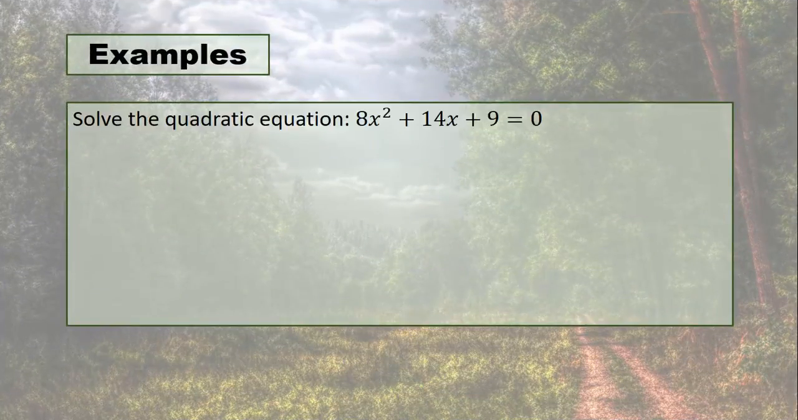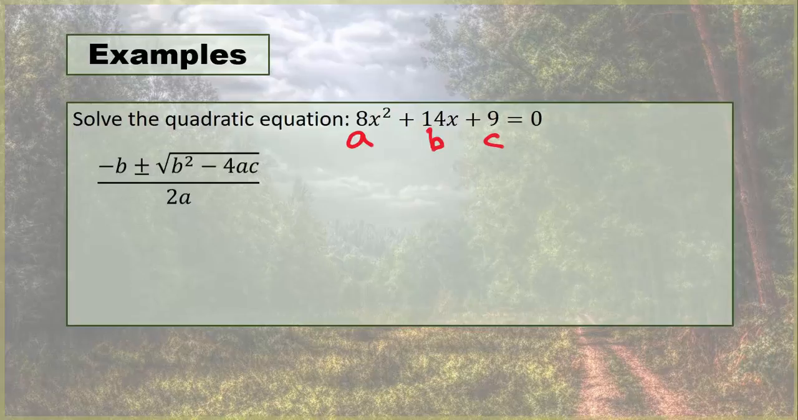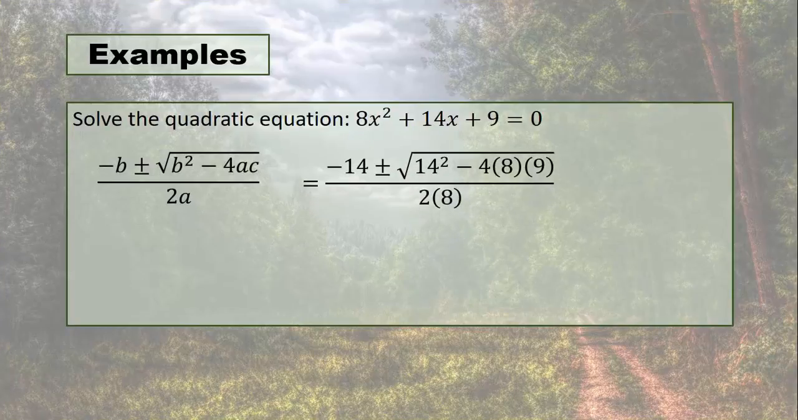Solve the quadratic equation 8x squared plus 14x plus 9 using the aforementioned quadratic formula. Why don't you pause the video and give this one a try on your own. Alright, well, as you know, there's a, there's b, and there's c. So when you plug the numbers in, it looks like that. We're going to get a negative under the radical, which means that we're going to have imaginary solutions.